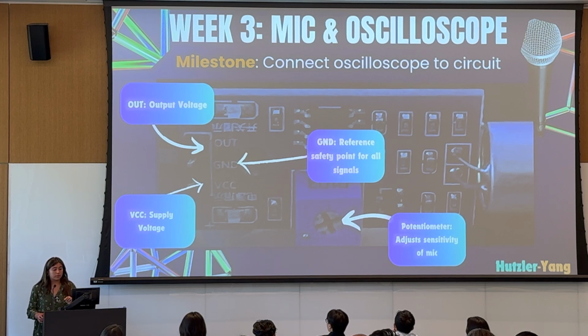That blue square there with the cross and the plus is called the potentiometer, which is just a big fancy word for the part that adjusts how sensitive the mic is. If you turn the cross all the way to the left, the mic picks up less sound. And if you turn it all the way to the right, it picks up more sound.